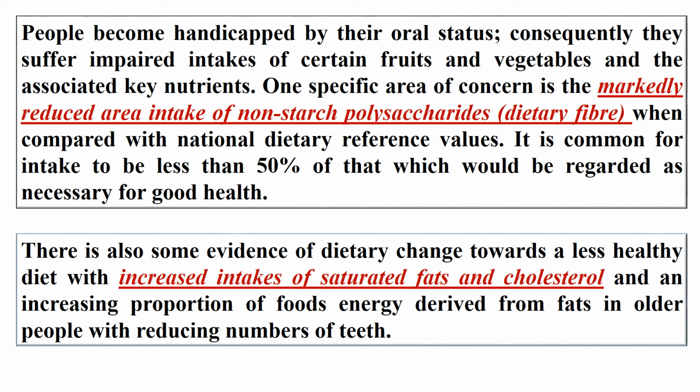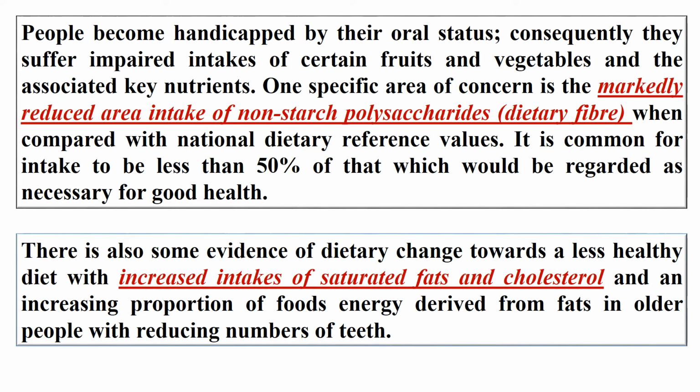People become handicapped by their oral status. Consequently, they suffer impaired intakes of certain fruits and vegetables and the associated key nutrients. One specific area of concern is the markedly reduced intake of non-starch polysaccharides, dietary fiber, when compared with national dietary reference values. It is common for intake to be less than 50% of that which would be regarded as necessary for good health.